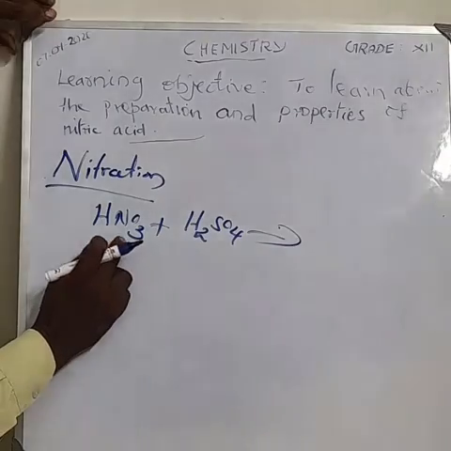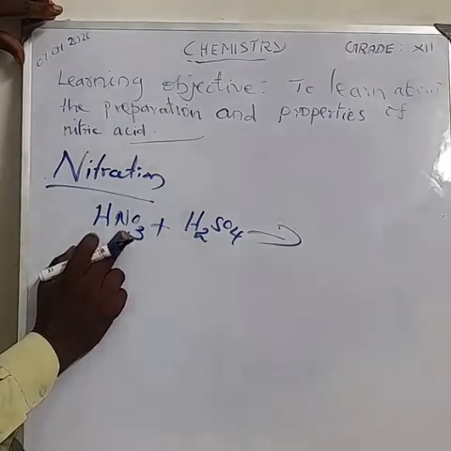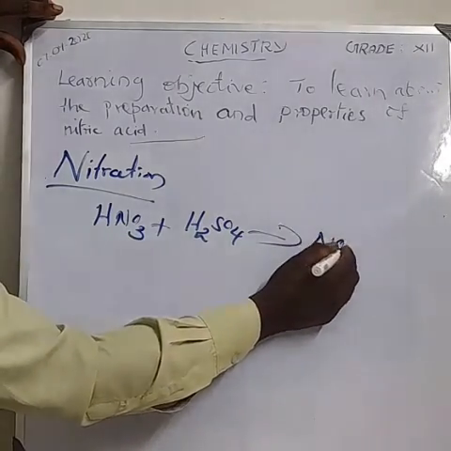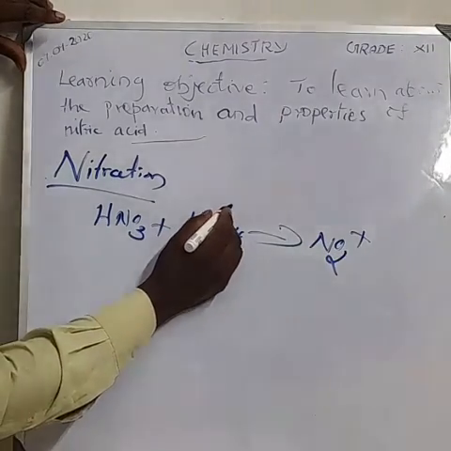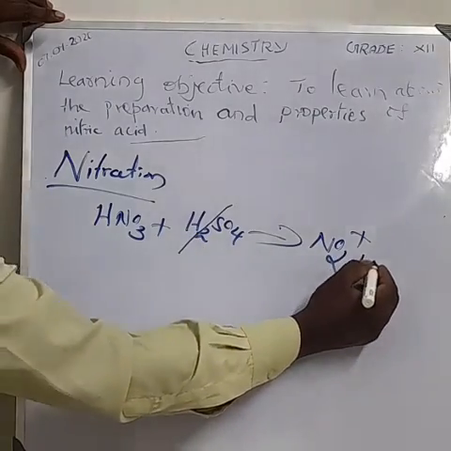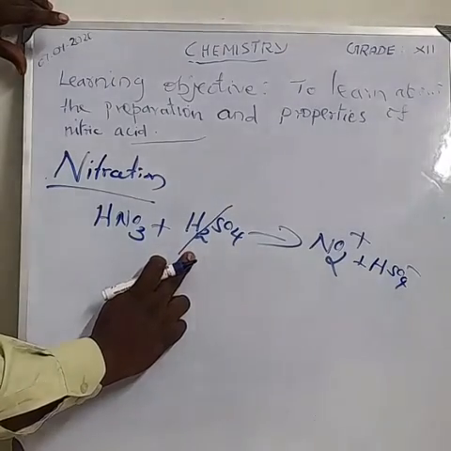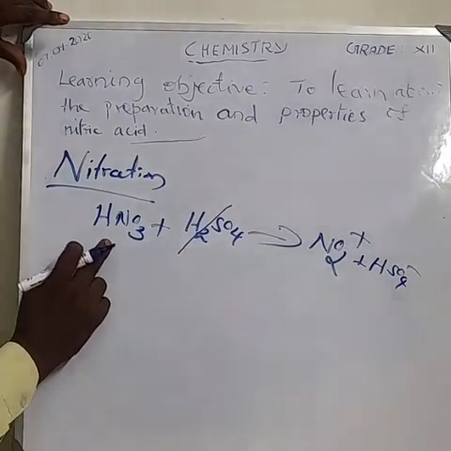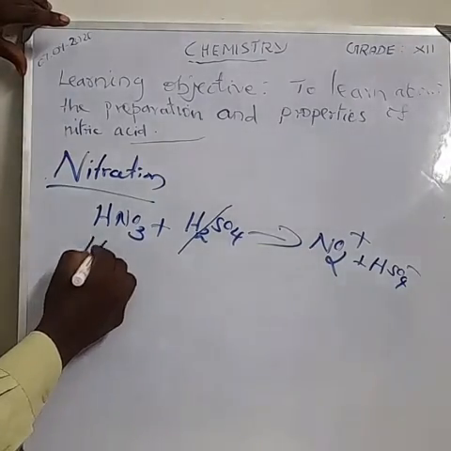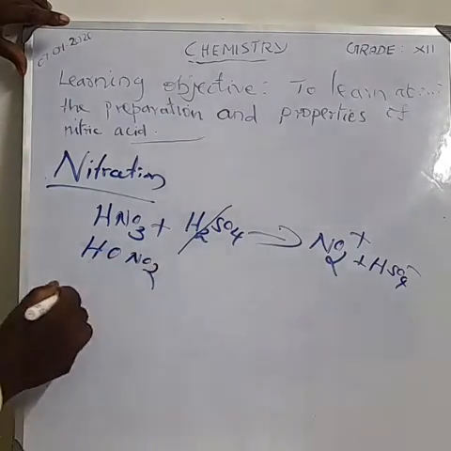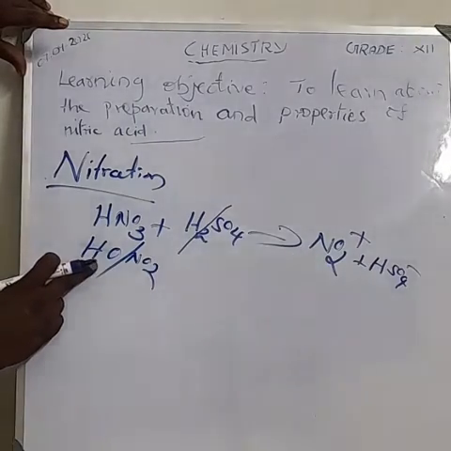first, this NO3 is converted into NO2. Okay, NO2 plus. Next, the sulfuric acid is also converted into HSO4 minus, the bisulfate ion. So what's the remaining product? I told you, nitric acid is converted to NO2. That means HONO2, right? Nitric acid is converted to NO2, here having one OH.